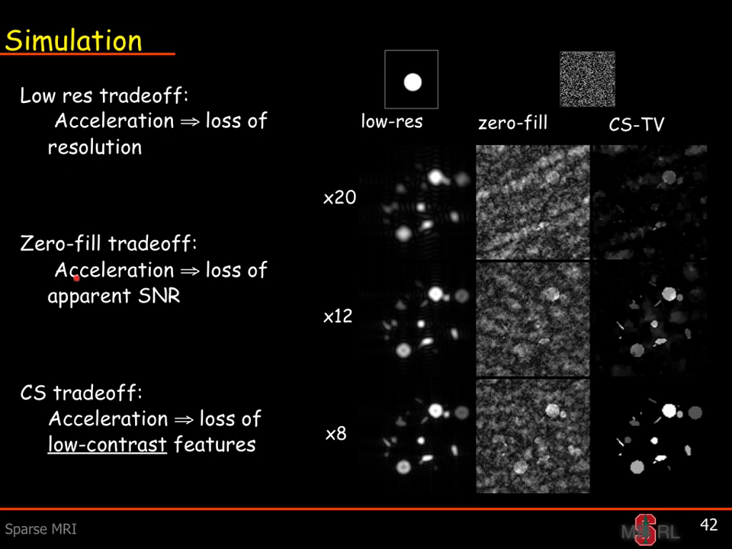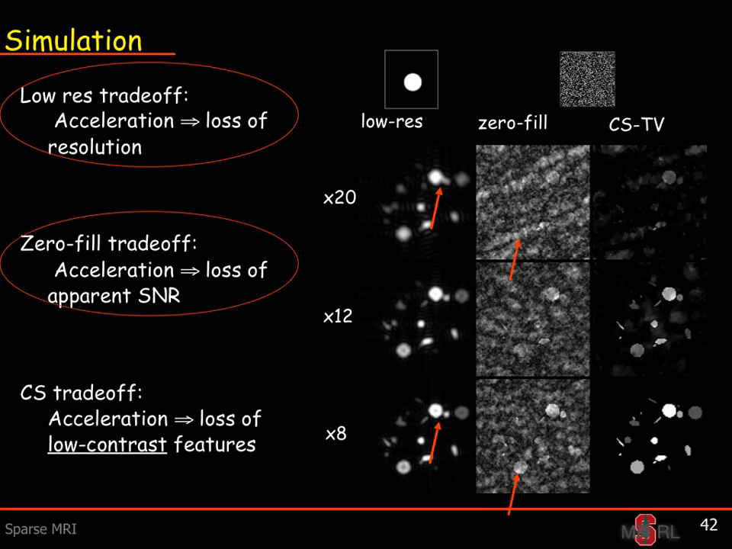If we do an acceleration with zero filling, then we get a loss of apparent SNR because of the incoherent aliasing. With CS reconstruction, the acceleration leads to loss of low contrast features. That is, some of the features in the image may be thresholded down because they're too small. So here's an example of loss of resolution where these two objects connected to each other because of insufficient resolution to tell them apart, whereas if we went to a lower acceleration factor where we acquired some of the higher frequencies, you can start to tell them apart.